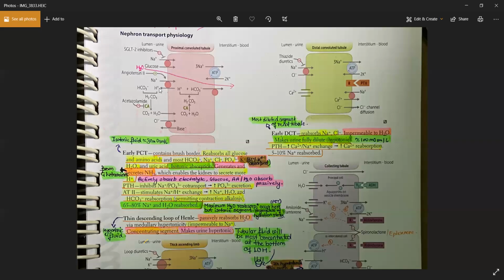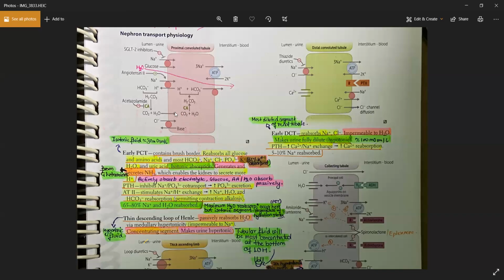Now, this hydrogen will combine with the bicarbonate in the lumen, and it will form hydrogen bicarbonate, or you can say carbonic acid. In the presence of carbonic anhydrase, this carbonic acid will be converted into CO2 and H2O. See, this carbonic acid cannot cross the plasma membrane, but the CO2 and water can easily cross it, so they enter the cell.